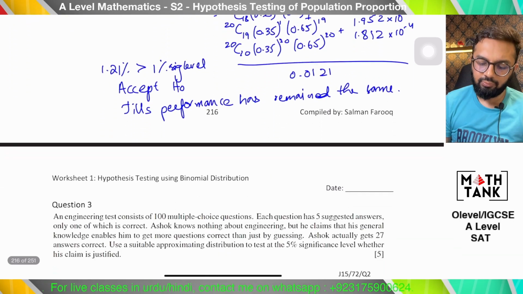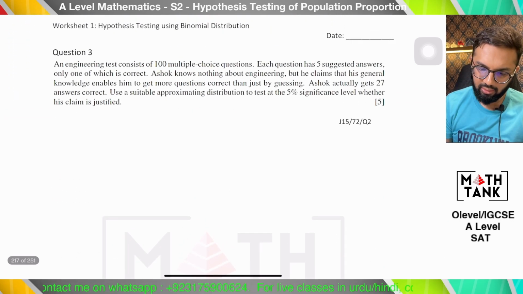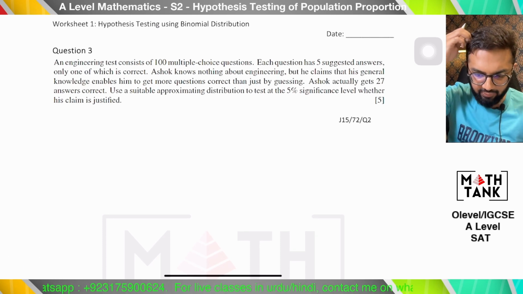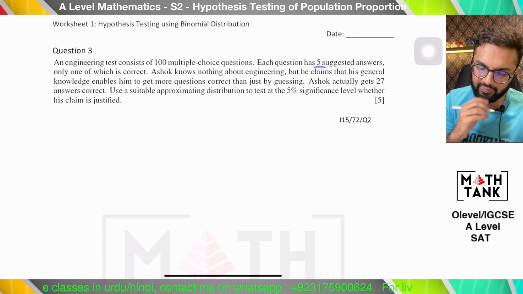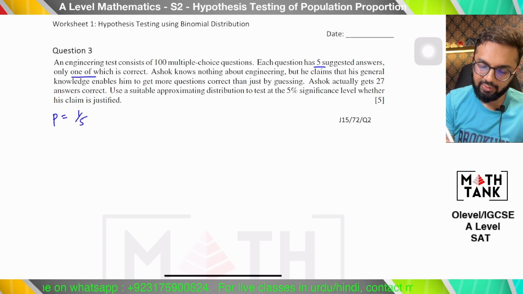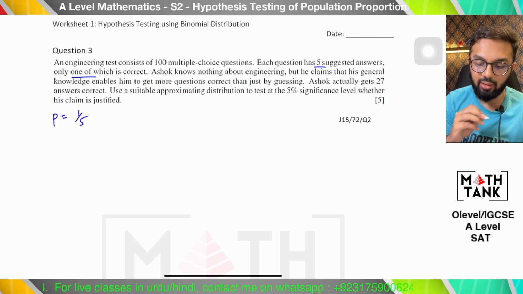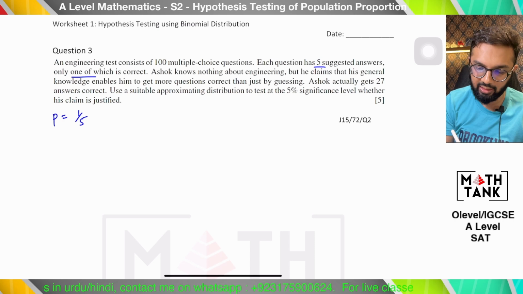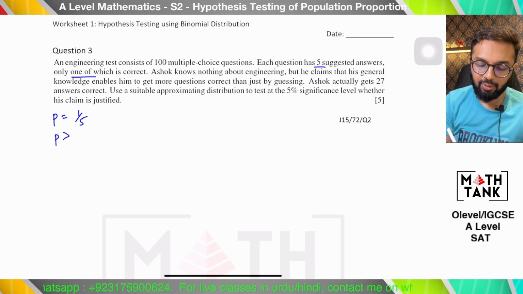Okay, question number 3. An engineering test consists of 100 multiple choice questions. Each question has 5 suggested answers, only one of which is correct. Okay, so probability of success is 1/5. Ashok knows nothing about engineering, but he claims that his general knowledge enables him to get more questions correct than just by guessing. So he says that his probability of success is greater than 1/5.